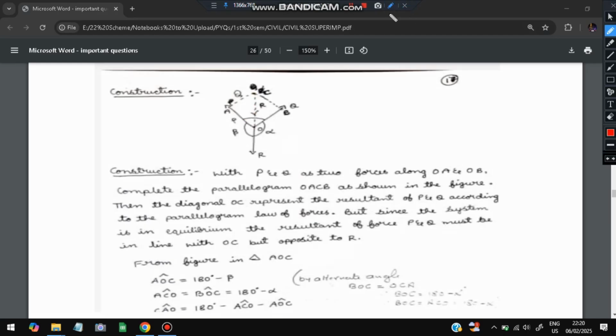Okay, you understand that, right? See, this whole angle is 180 degrees. If we subtract beta, we will be left with this. So this angle is nothing but 180 minus beta. So ACO is equal to 180 minus beta. What is BOC? This angle and this angle are both the same, sorry, 180 minus beta. So BOC will similarly be 180 minus alpha.